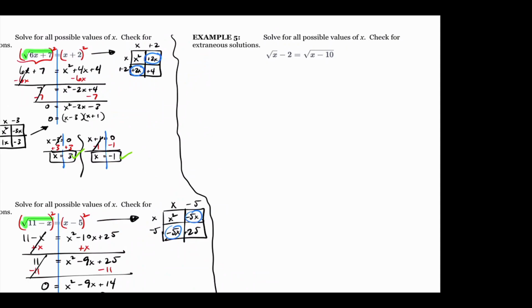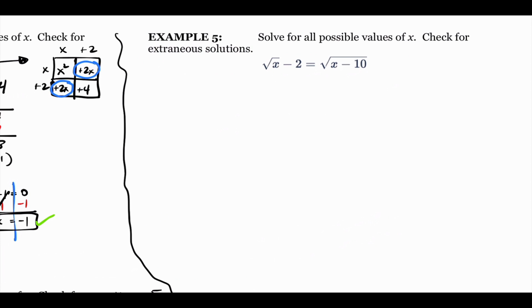All right, last one. Last one. Number 5. Okay, so I have a root. So first thing is I got to isolate the root, right? Or actually, I should draw my line. Okay.